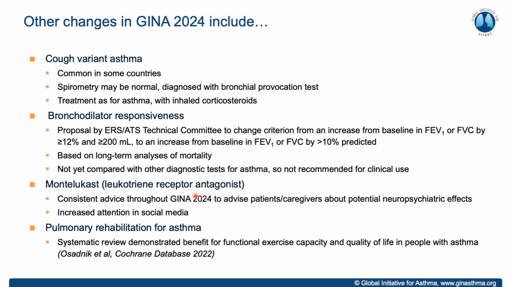Montelukast, which is a leukotriene antagonist: it is consistent advice throughout the GINA guidelines to advise patients and caregivers, especially young patients, that is adolescents and also those aged 6 to 11 years, about the neuropsychiatric effects, and it has actually gained attention in the social media.